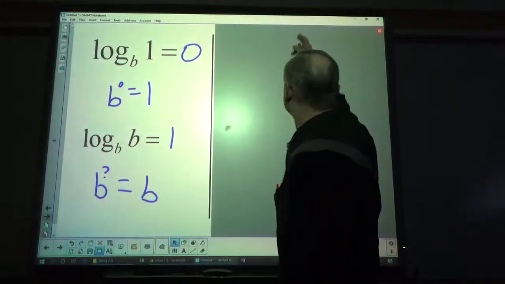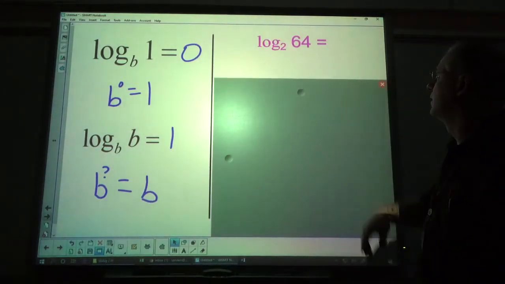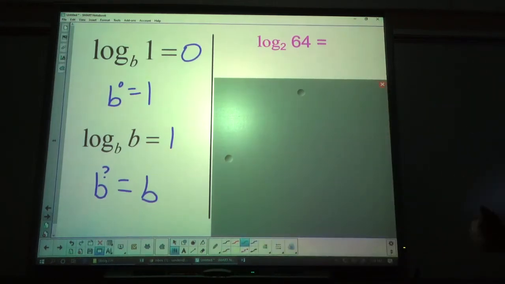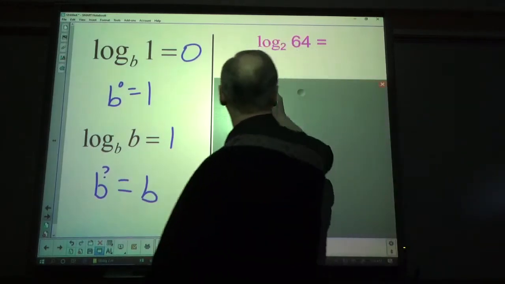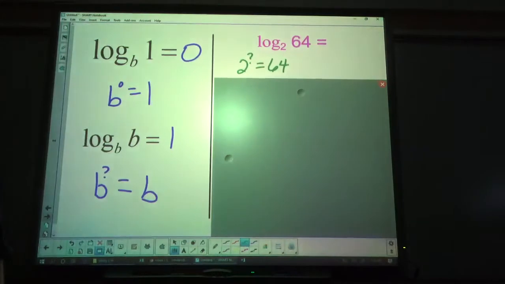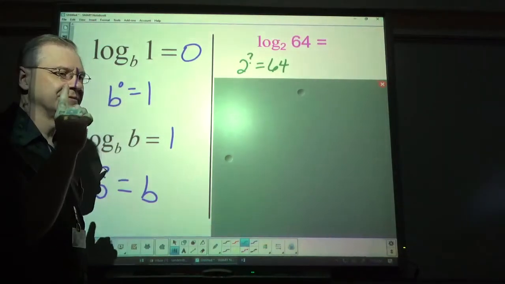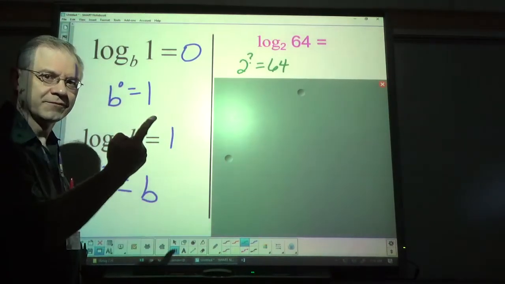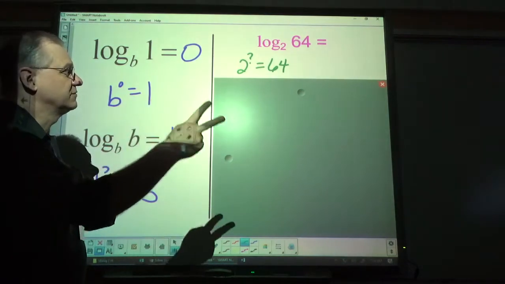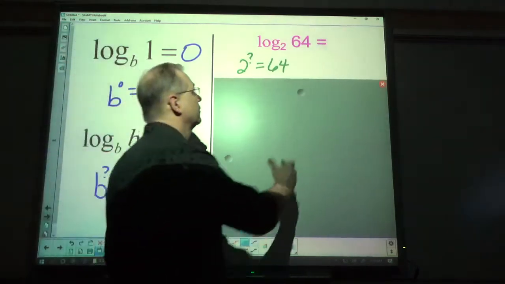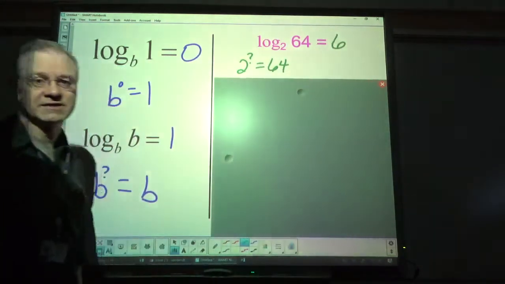All right, that's interesting. Let's look at this one. We're evaluating now. I said a few minutes ago, I have a hard time thinking in terms of logs. So I rewrite this and say 2 to what power equals 64? Well, if you have to count with your fingers on this, be careful. 2 times 2 is 4, times 2 is 8, 16, 32, 64. So 6 is your answer.